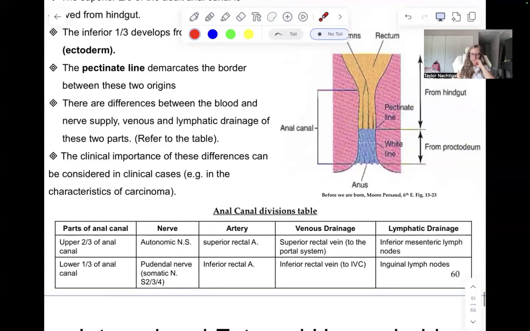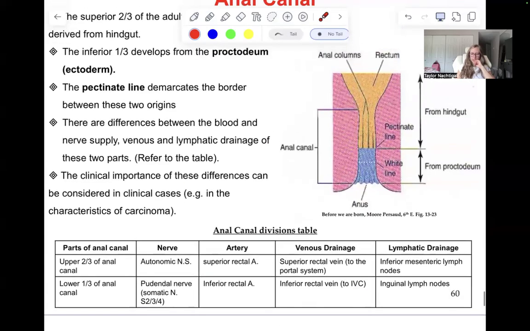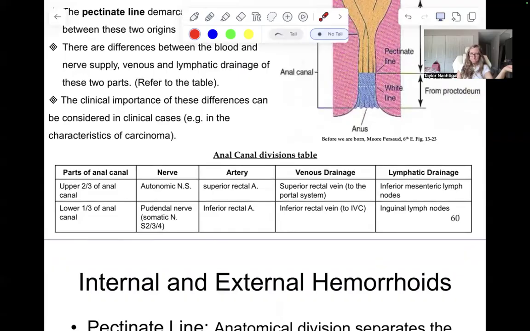The clinical importance of these differences can be considered in clinical cases. I know that above the pectinate line, we have way less sensation because this tissue is not like skin. Skin is full of sensory nerve endings. So that means that the distal part of the pectinate line is going to be way more sensitive. So if you have a hemorrhoid in this region, really painful. Hemorrhoid up here, not so much. The upper 2/3, autonomic nervous system. The lower, the pudendal nerve of the somatic nervous system. Again, that's why this part, we feel so much more sensitive in that region.